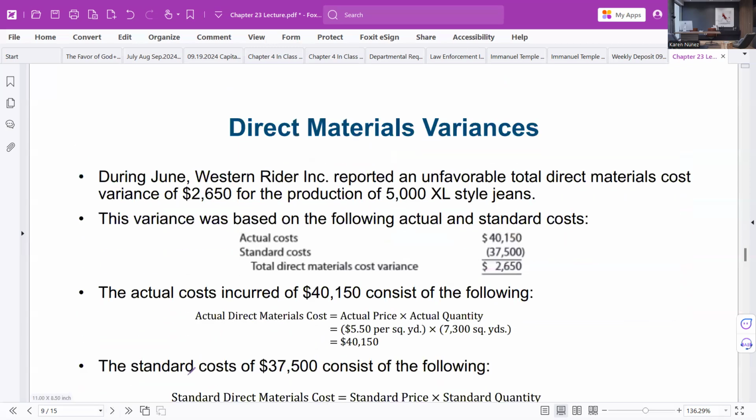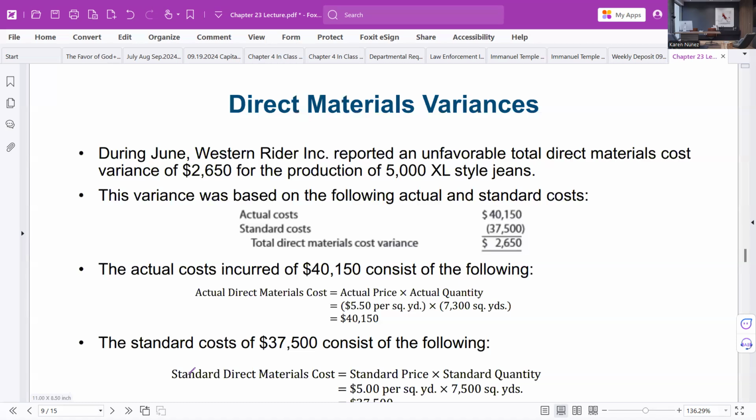Let's talk first about the direct materials variance. So again, to summarize what I just emphasized on the previous slide, the actual cost of the materials was the $40,150. The standard cost of the materials was only $37,500. So we actually spent more on the materials than we should have, which means we have a cost variance that is, in this case, unfavorable. It is unfavorable because we spent too much. We spent too much on the direct materials. The actual cost exceeds the standard cost.